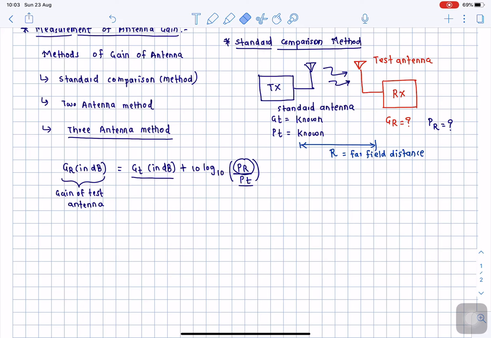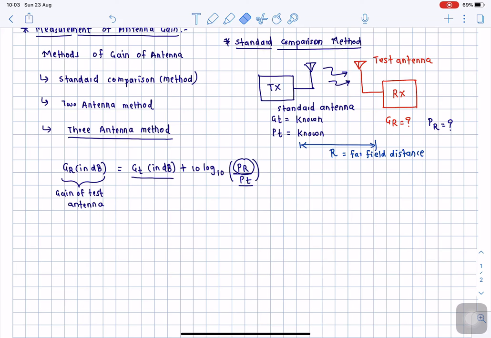So here I will start writing two antenna gain method. Usually the test antenna whose gain we want to measure is used as a transmitter as well as receiver, right? Please remember, in this particular method the signal is transmitted from the transmitting antenna with a certain gain GT, and the signal is received by the test antenna, again the same identical one, whose gain is say GR.